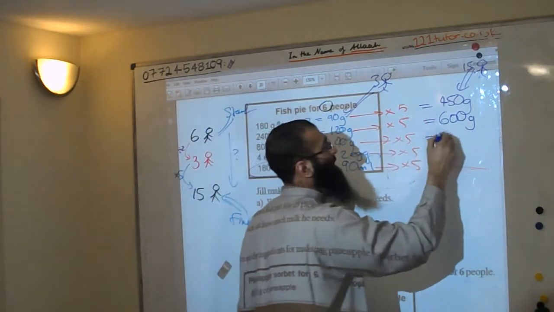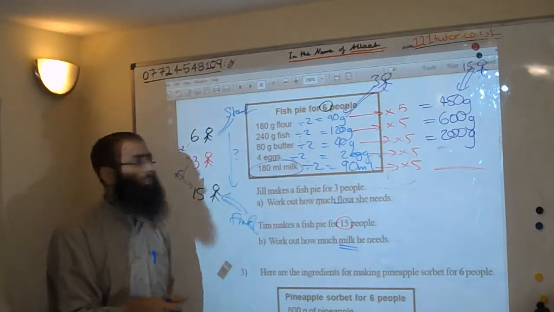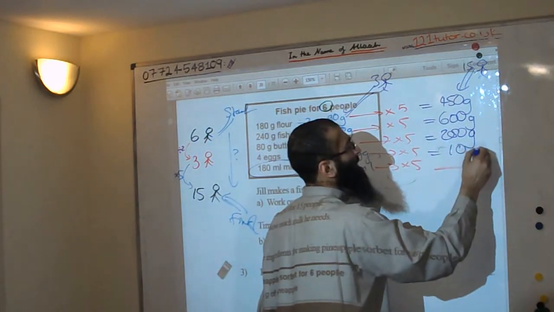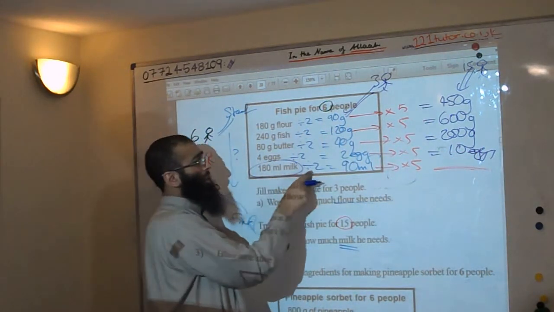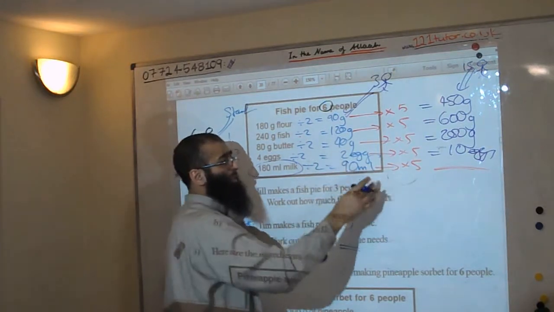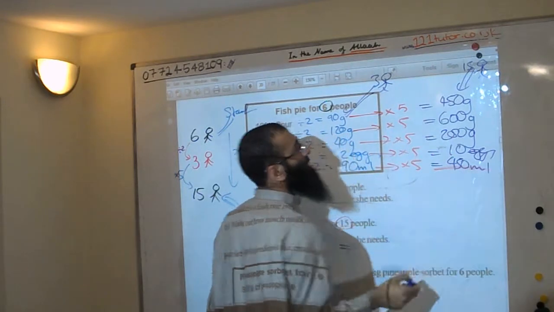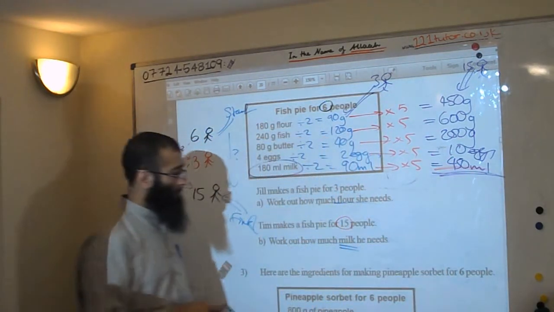So we have 80 divided by 2 is 40. 40 times by 5 will give us 200, because 4 times by 5 is 20, add another 0. 4 divided by 2 is 2. 2 times by 5 is 10 eggs. We have 180 divided by 2, which is already done, 90. Then the next part is times by 5, and that will give you another 450, but this is in milliliters. But that's the actual answer for the question, the bottom one there.